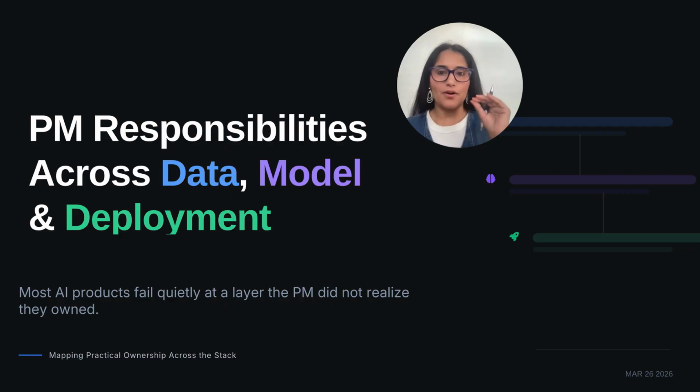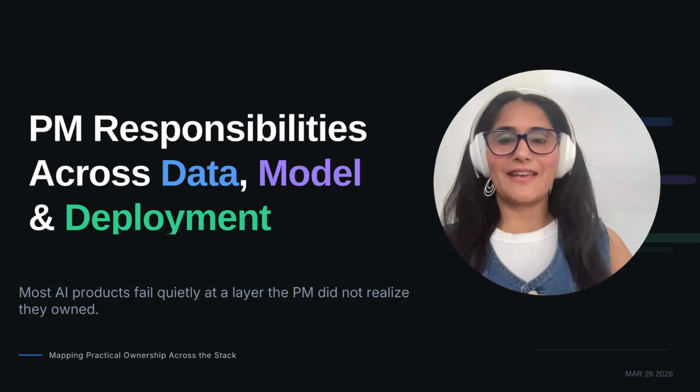Okay. For this segment, I want to start with a question. When your AI feature starts behaving differently, the output shifts, users start dropping, your confidence score goes low, it looks off. Who in your organization owns that problem? We're going to talk about it. Is it engineering? Is it ML? Is it data? Is it product? Who is it?